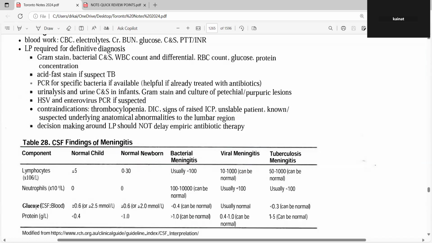Glucose, so bacteria eat glucose. That's how I memorize. So glucose in bacterial is low. Otherwise, in viral, it's normal. And then TB also eats glucose, so it's kind of low. So try to make sense with that. Then comes the protein. In protein, the bacteria do not eat the protein, so it will be high. In tuberculosis, it should be 1 to 5, not very crazy high, but viral should be 0.4 to 1. So like within a mediocre level.